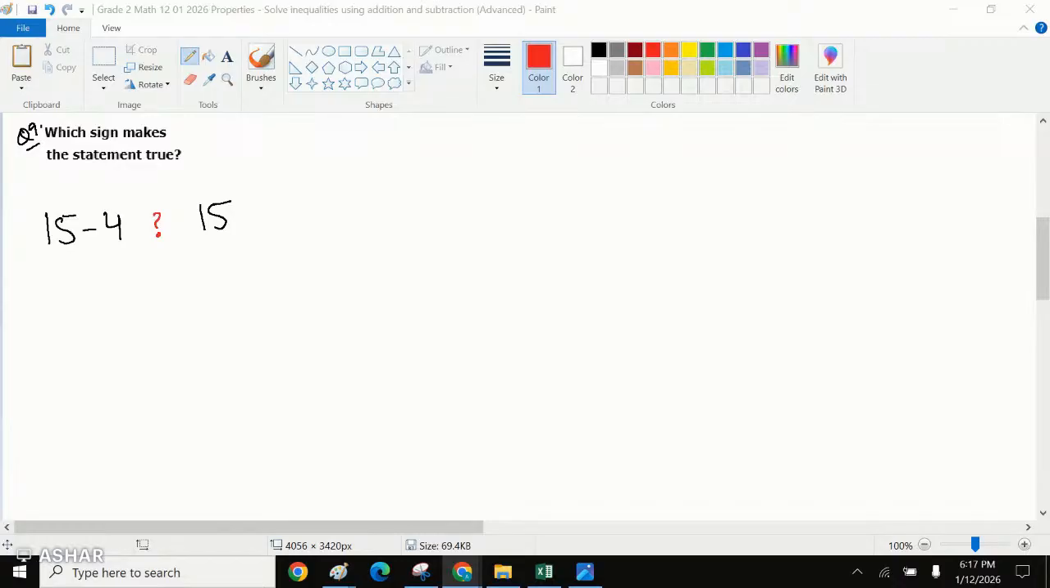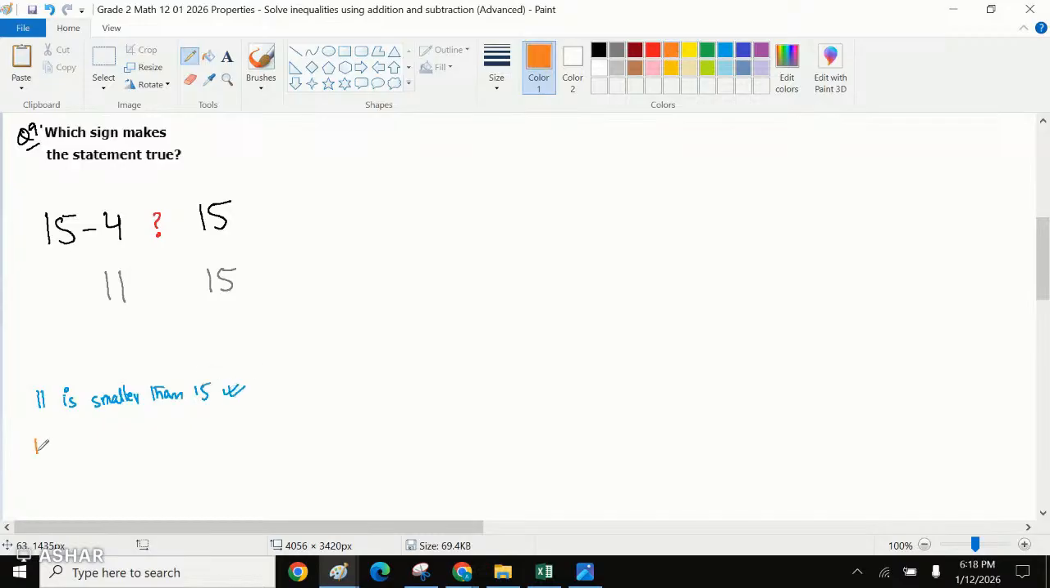Question number 9. What is 15 minus 4? We can say that 15 minus 4 is 11, right? And this side was 15. So the statement can be 11 is smaller than 15. We agree on this, right?